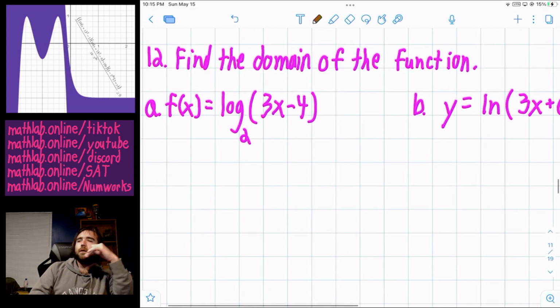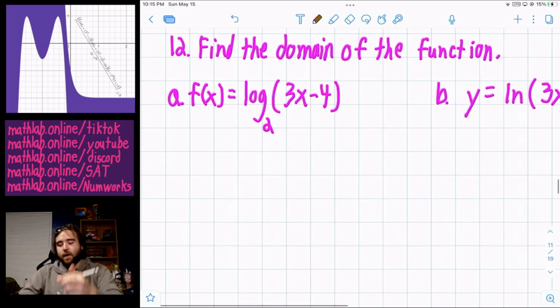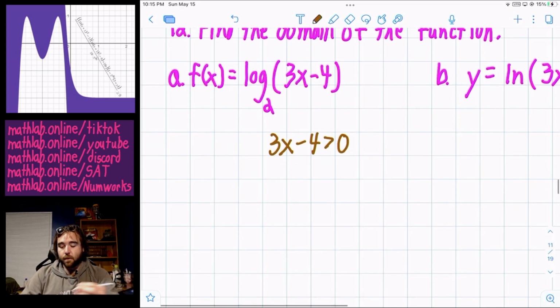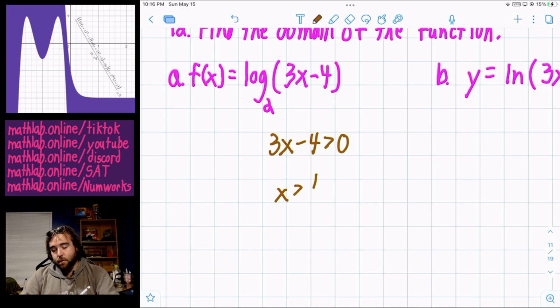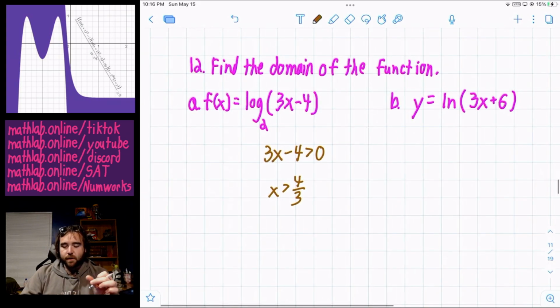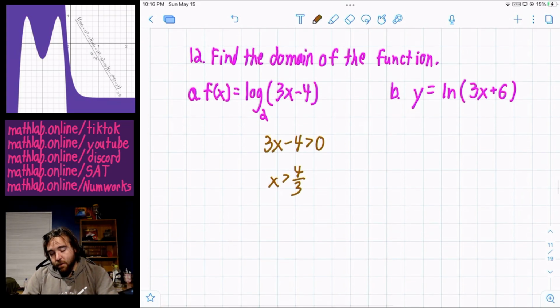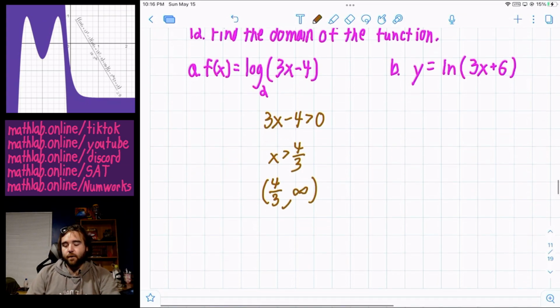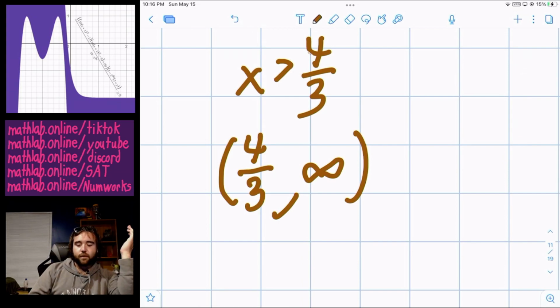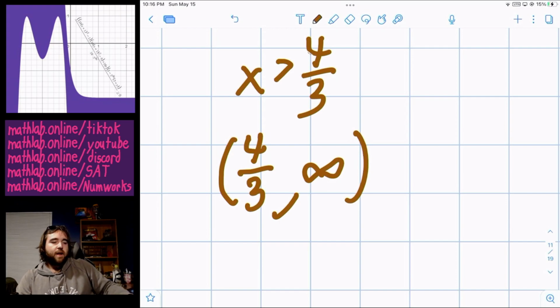All right, so then domain. Remember, domain is just that the inside of the logarithm has to be greater than 0. So 3x minus 4 has to be greater than 0. So x has to be greater than 4/3. And whenever we talk about domain, it's always nice to write it in interval notation. So the smallest thing x can be is 4/3. The biggest thing is infinity. And remember, we put a parentheses on both of those to show that it's getting closer and closer to that, but never actually gets there.